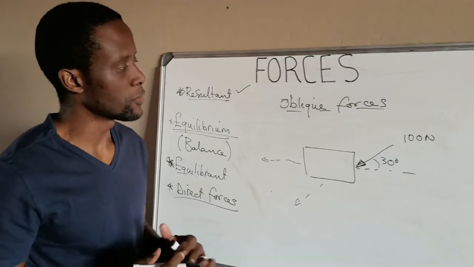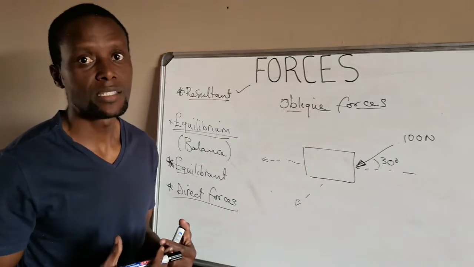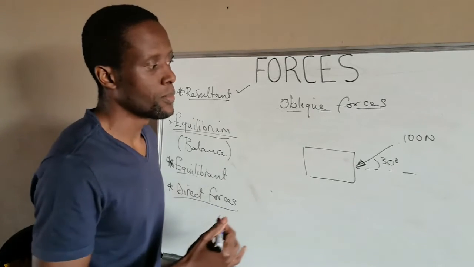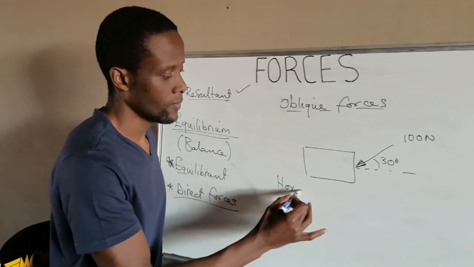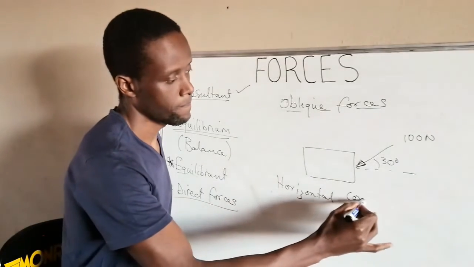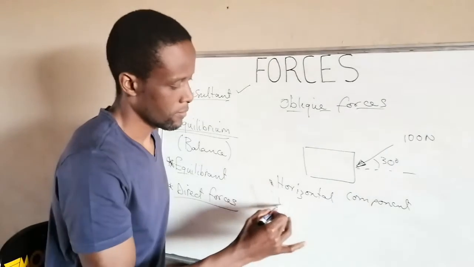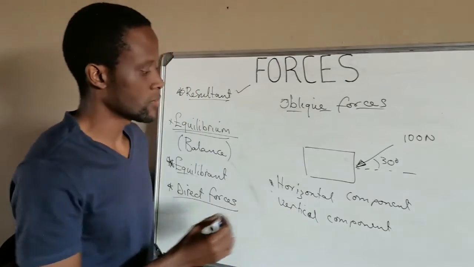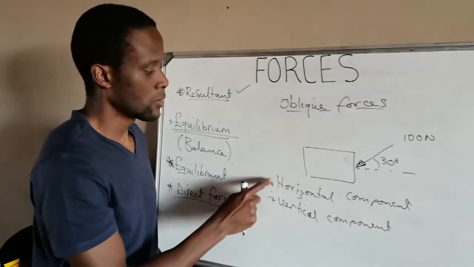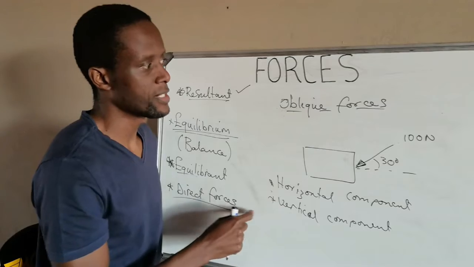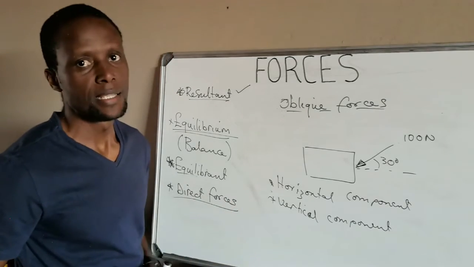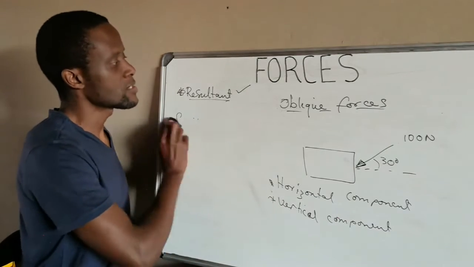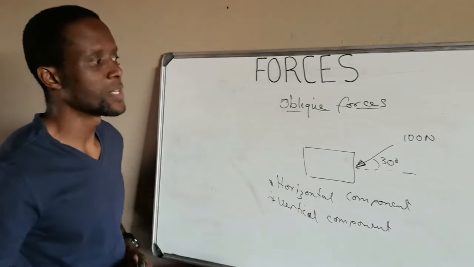An oblique force is a force that is acting at an angle other than 90 degrees to the object. Oblique forces will always have two components, the horizontal component and the vertical component. Every time we come across an oblique force, we should be able to resolve it into these two components. The easiest way is for us to reduce this force into a triangle.